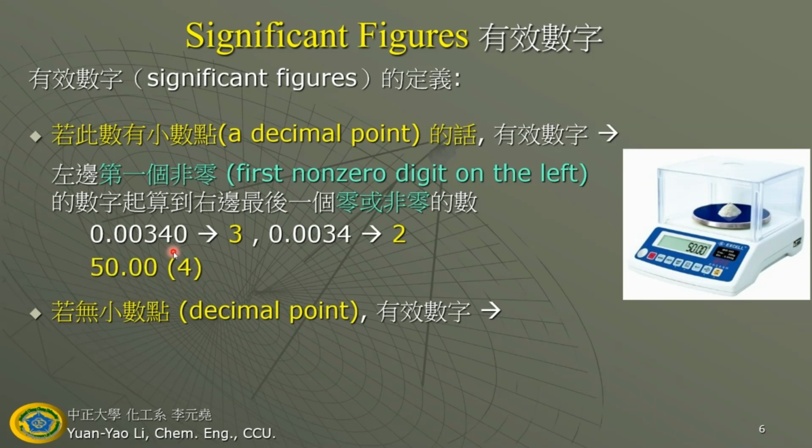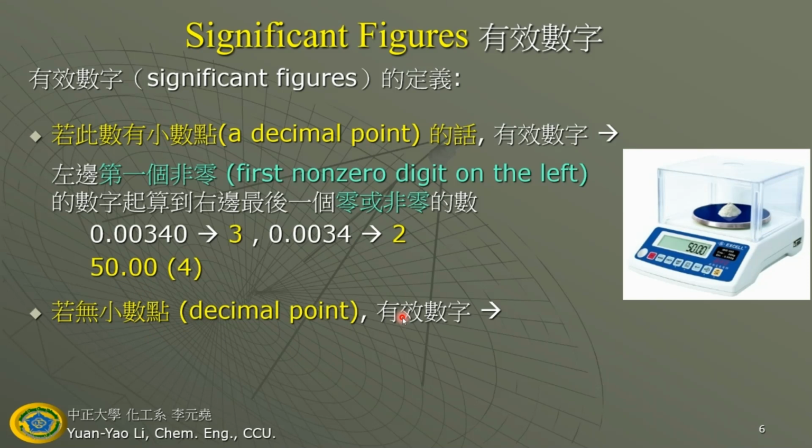Okay, how about this one? 50.00. The significant figure is what? 4. Because you count from the first one, 5, right? 1, 2, 3, 4. Because you have a decimal point. That means the balance has 2 digital numbers on the right of the decimal point.